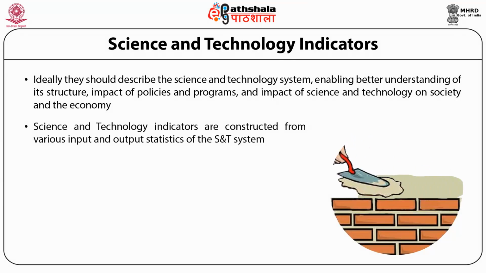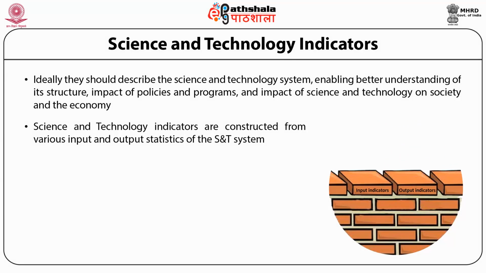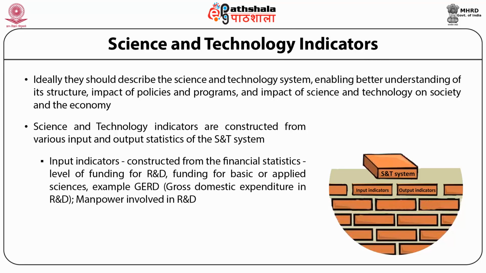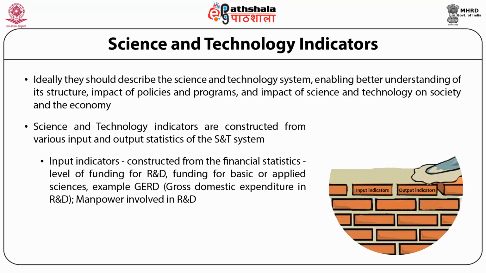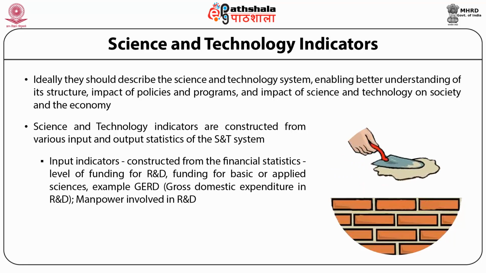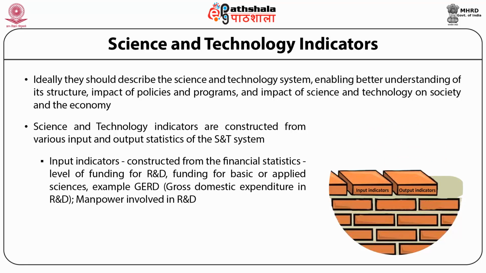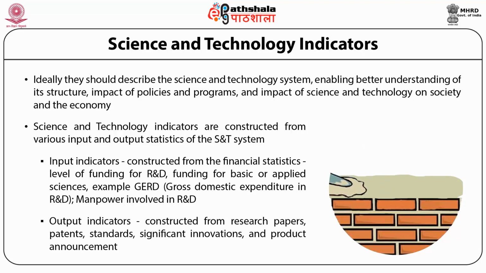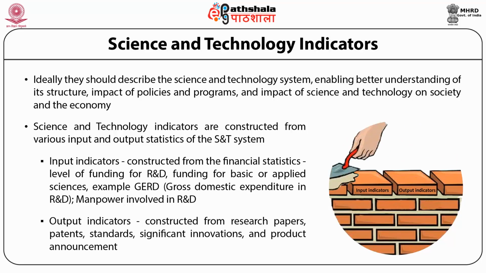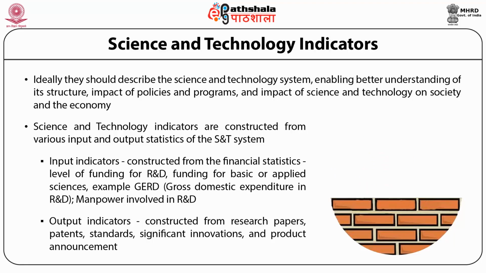Science and technology indicators are constructed from various input and output statistics of the S&T system. The input indicators constructed from the financial statistics are level of funding for R&D, funding for basic or applied sciences. Example is GERD, gross domestic expenditure on R&D, manpower involved in R&D. Output indicators are constructed from research papers, patents, standards, significant innovations, and product announcements.